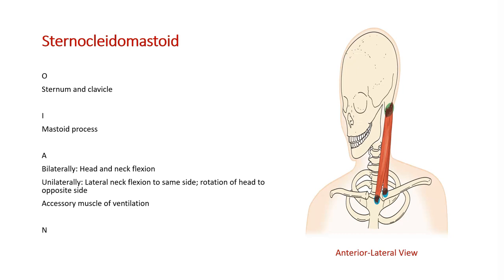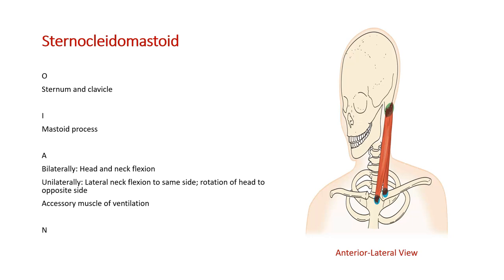Something else we see here under actions is that the SCM is an accessory muscle of ventilation. We have our primary muscles for breathing, which are our diaphragm and the intercostals, but then we have accessory muscles. They're not used with relaxed breathing. They're used whenever you take deep breaths or your body has to recruit more muscles for extra help with breathing. The SCM is one of those that can do that. It's not a primary muscle for ventilation, but it can assist when needed.